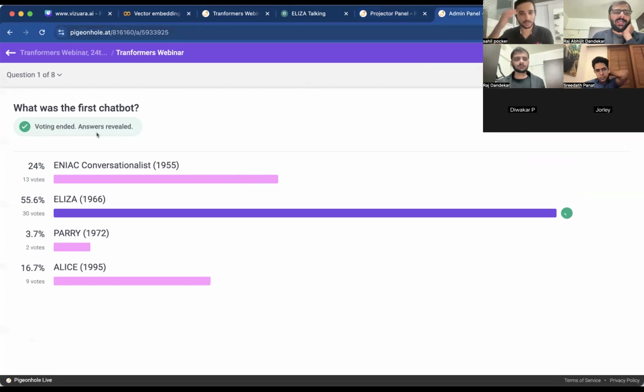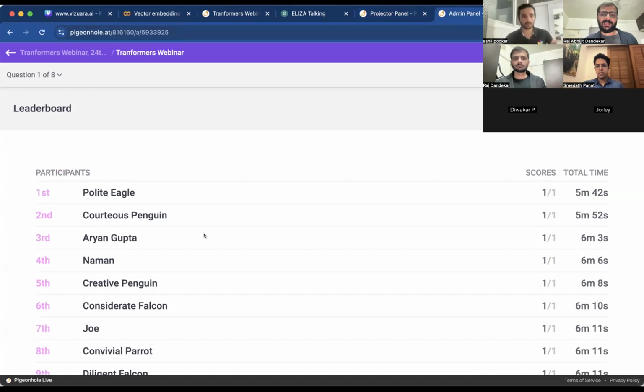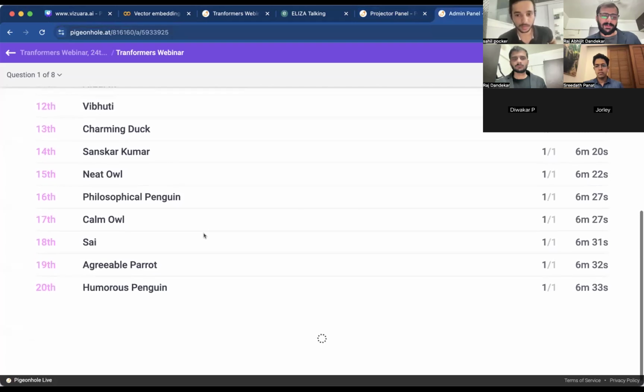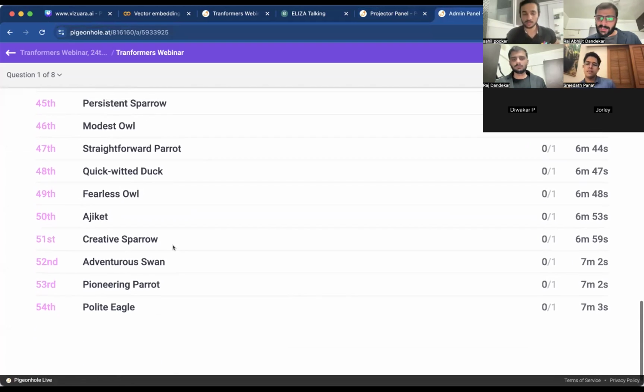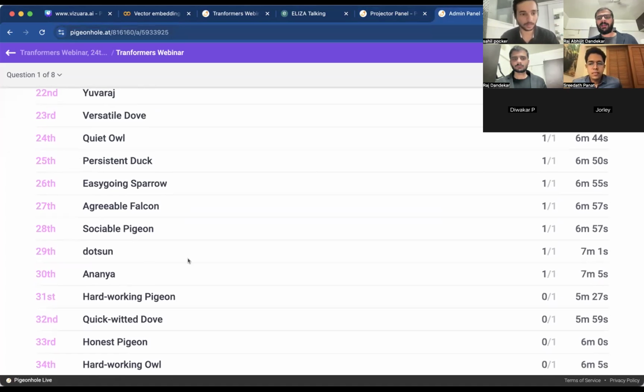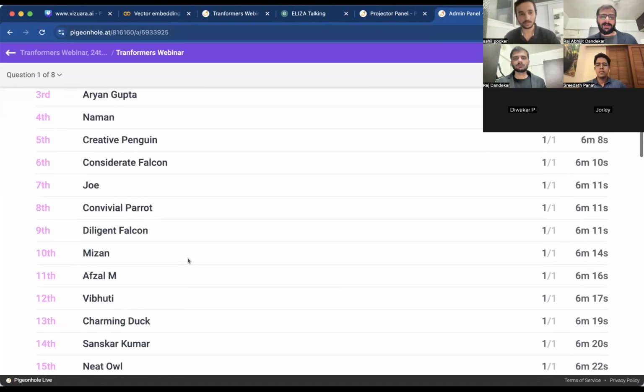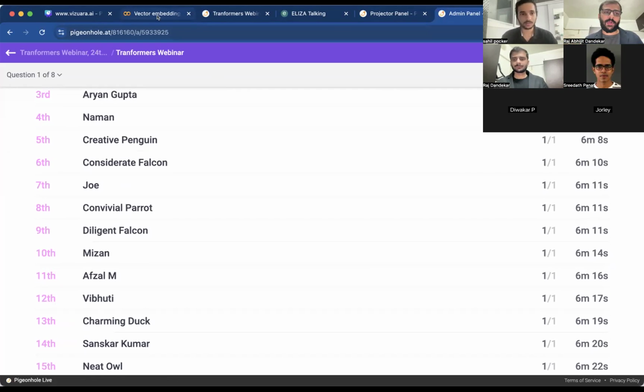So this is the admin panel, and we can see that 56% have answered correctly that Eliza was the first chatbot. That's awesome. But 24% answered ENIAC, conversationalist and Parry, and then 16.7% surprisingly answered Alice. We can also see the leaderboard if I click on next right now. There are 20 rankings here. About 30 people have got it correct. So all of you 30 people are right now rank number one. We'll have multiple polls throughout the session, and this will give you more chances to improve your rankings.